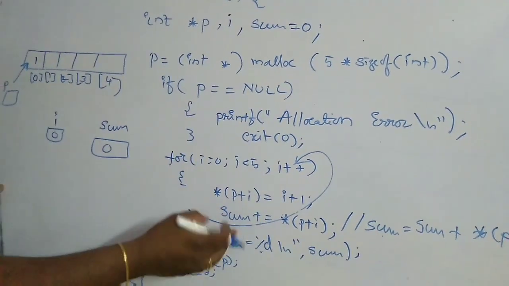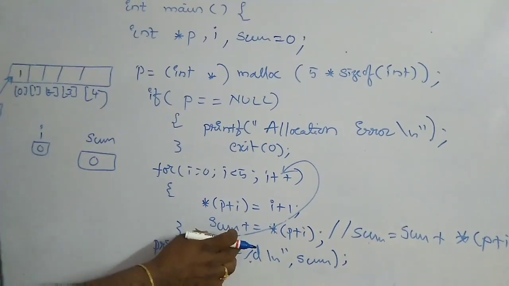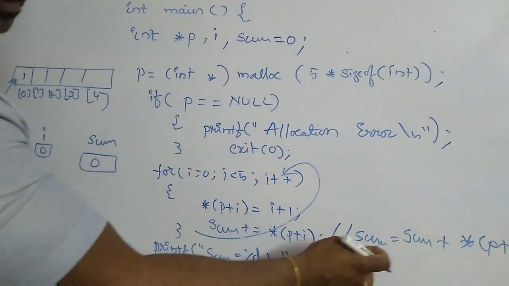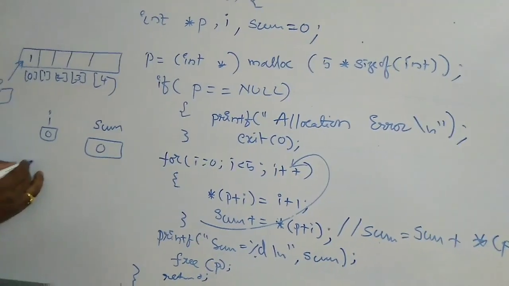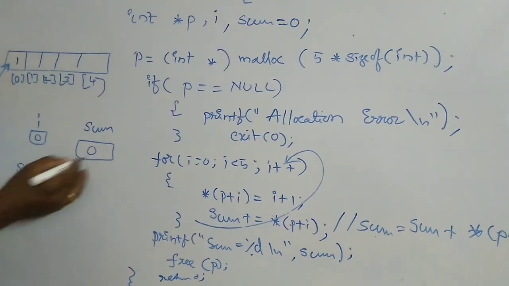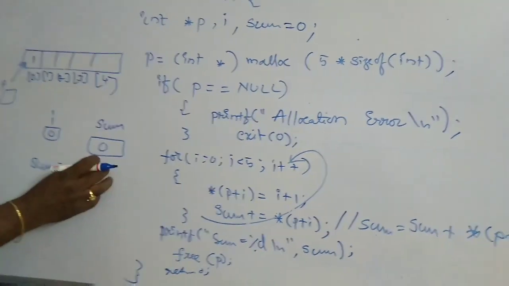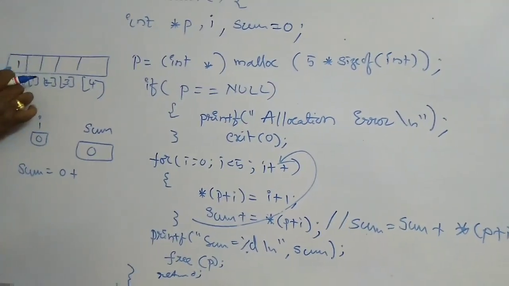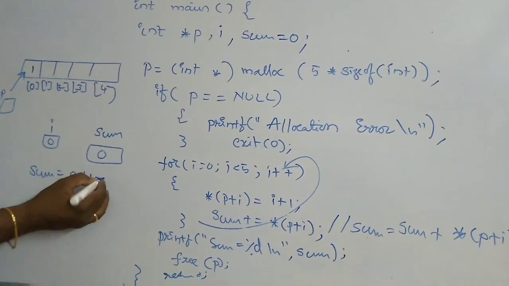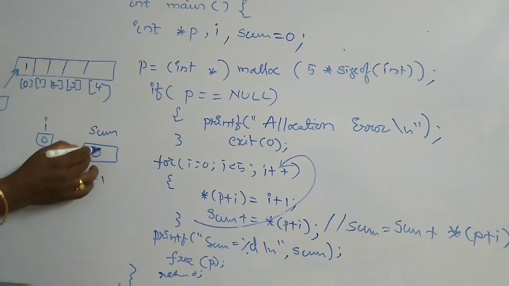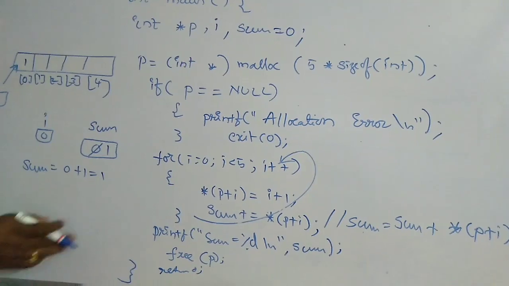And at the same time I am calculating the sum also. So what is the sum? Sum is expanded as sum = sum + *(p + i). Sum is initially 0, so 0 plus *(p + i), that is index 0. What is the value at index 0? That is 1. So now my sum will become 1. So this 0 will be overwritten with a 1 now.